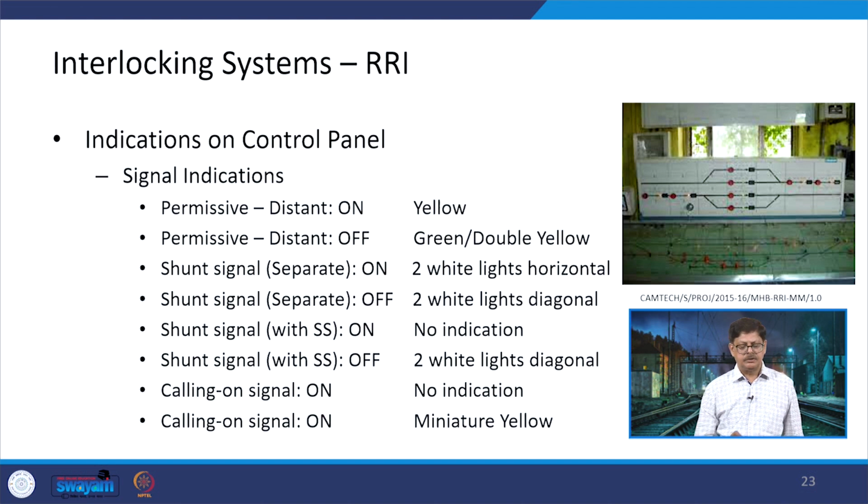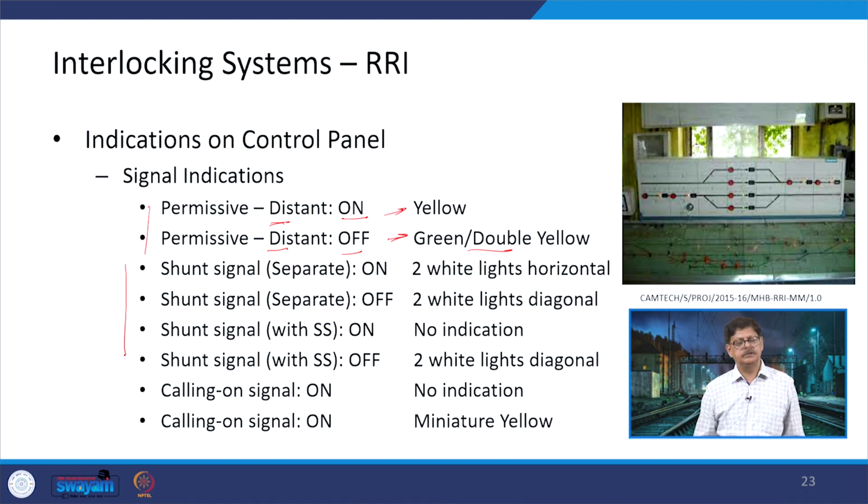Then further, if it is a permissive signal, distant signals are used in that. If so, it can be in an on or off condition. Again, if it is on, it is yellow because it is giving you a cautionary condition that the train can be moved. But if it is off, it is green or double yellow. And we have discussed the meaning of yellow and double yellow in terms of how the train is to be moved on the section.